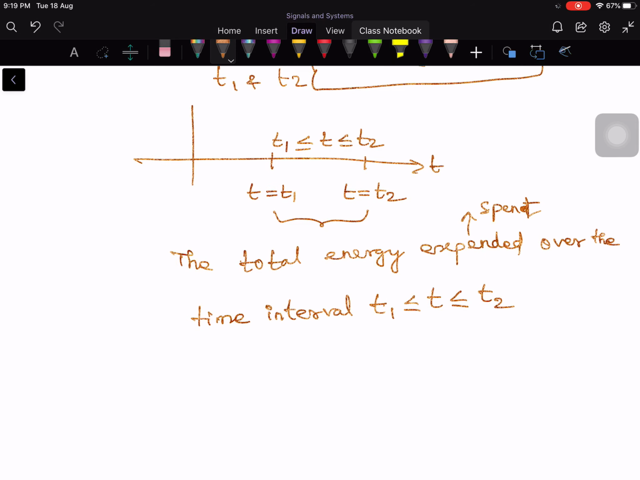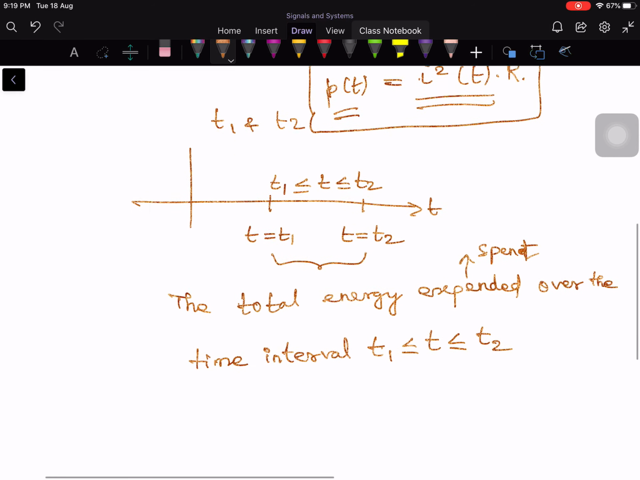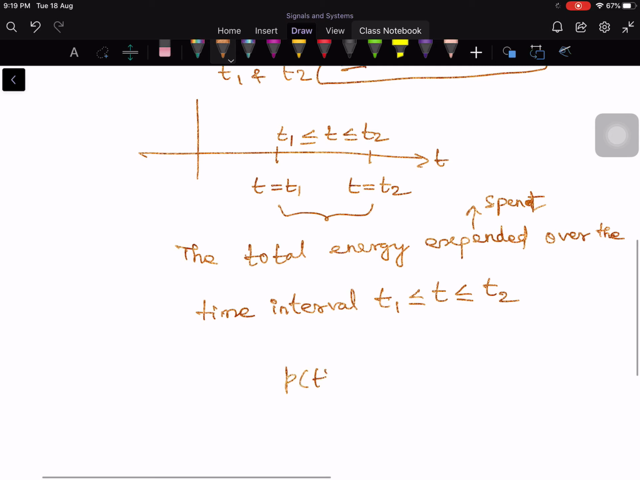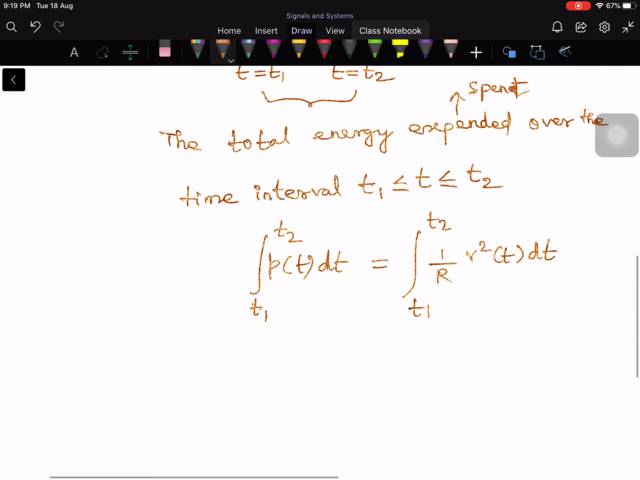You integrate over this period because the power is an instantaneous power. So you take that power p of t and integrate from t1 to t2 with respect to t. What is p of t? p of t is 1 over R times v squared of t, so the integral is 1 over R times v squared of t dt.